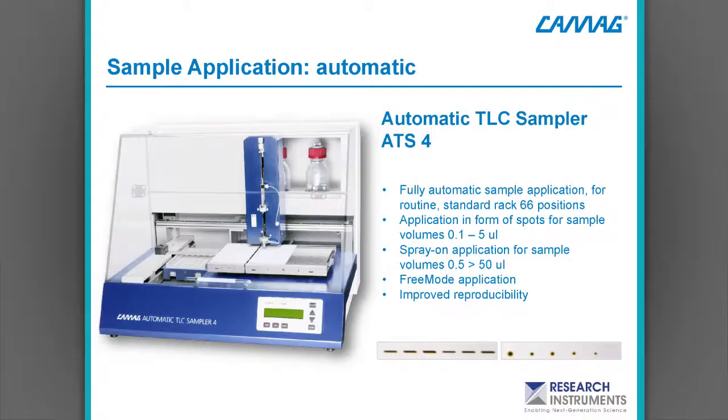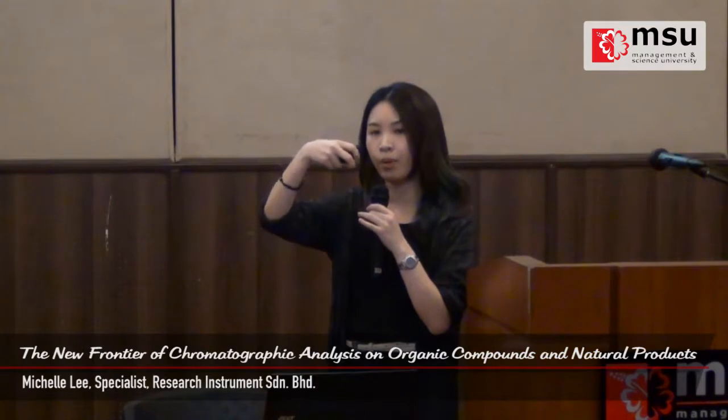So this is the example of the ATS4, which is a fully automated one. This is where you place your sample vials, and this is your plate. There will be a syringe here. It will automatically withdraw your sample, go to your plate and do the applications.